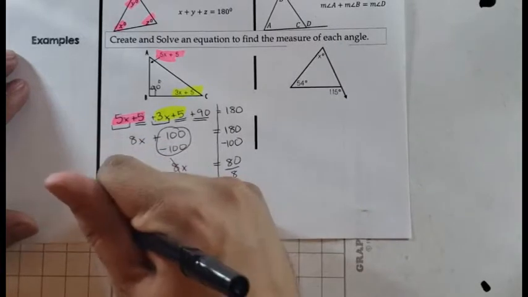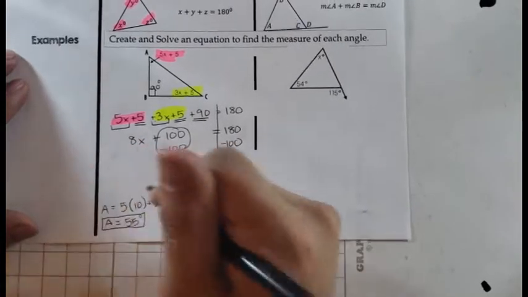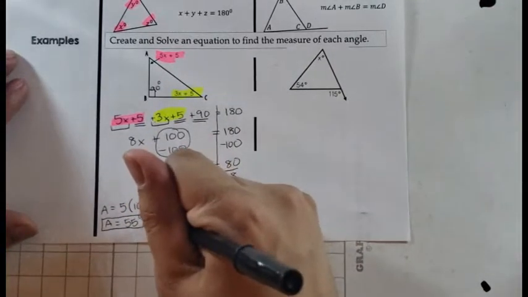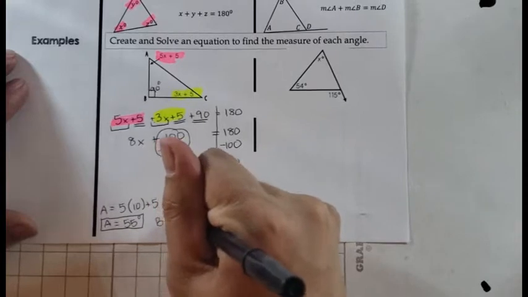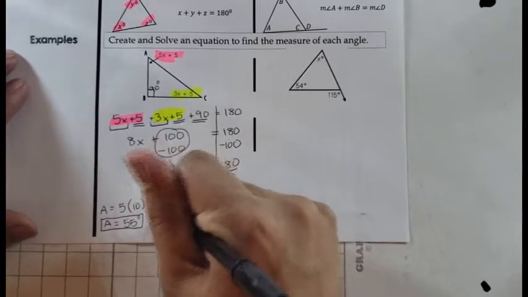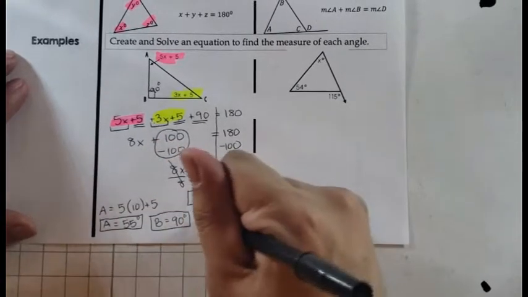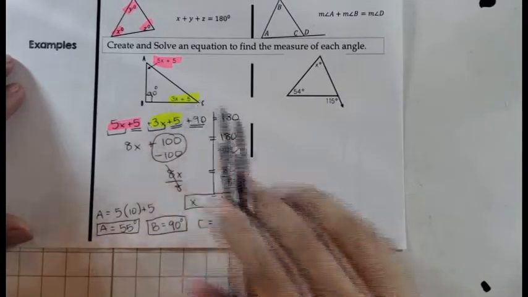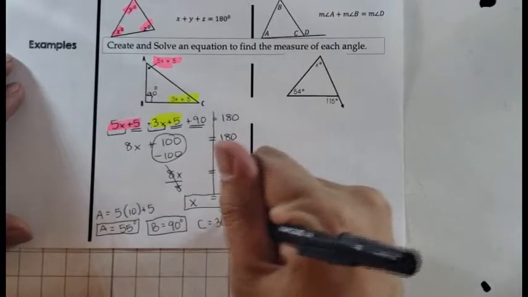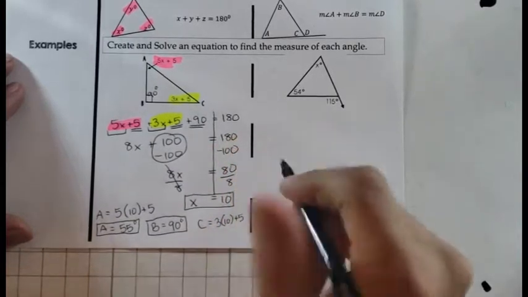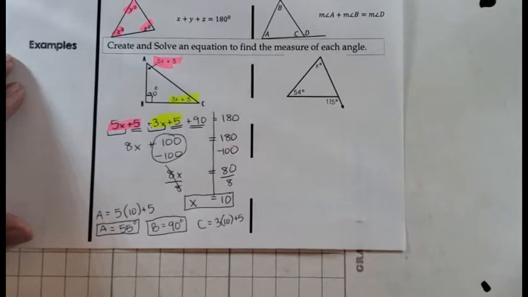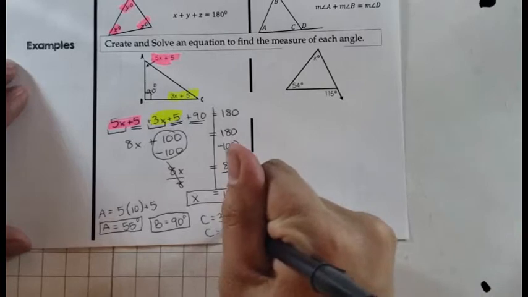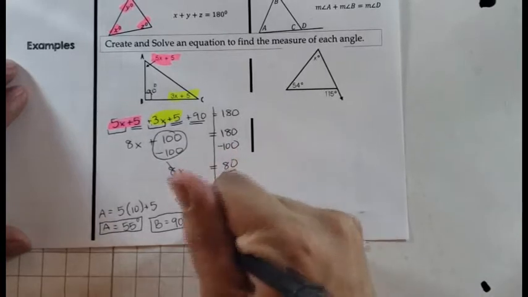Let's put our degree symbol. Going in alphabetical order, we can find the measure of angle B. Well, B we already found, no work really involved. It's 90 degrees. And the measure of angle C is 3x plus 5. So let's plug in 10 for x. 3 times 10 is 30, plus 5 is our final angle of 35. So try to squeeze that in there. There's not too much room here.